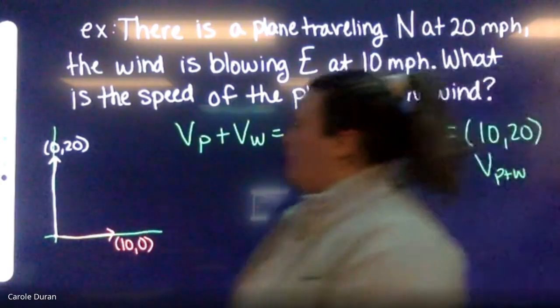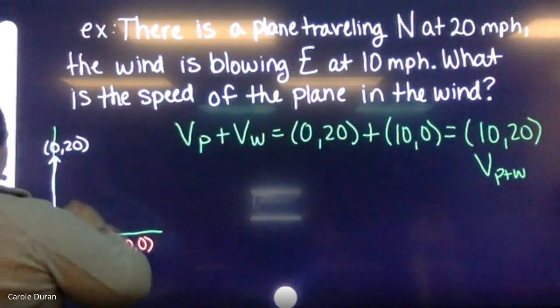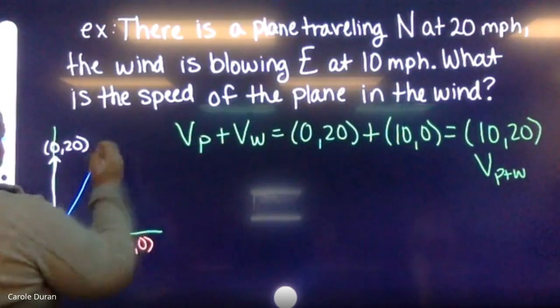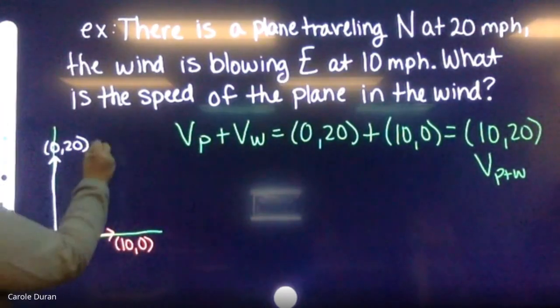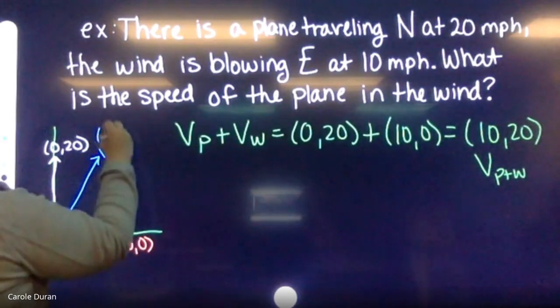How much further into this are we going to? So what I want to do now is put it on the graph because that gives me a better idea of what's happening. So vector P plus W is going to be here. I don't want to do it down. So it's vector P plus W, and it is at the point (10, 20).